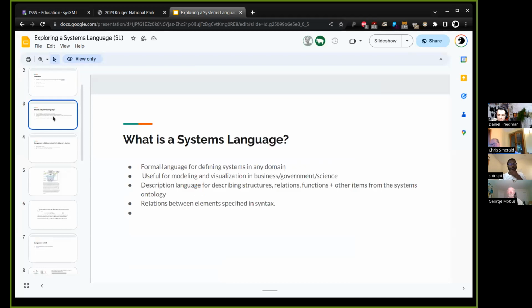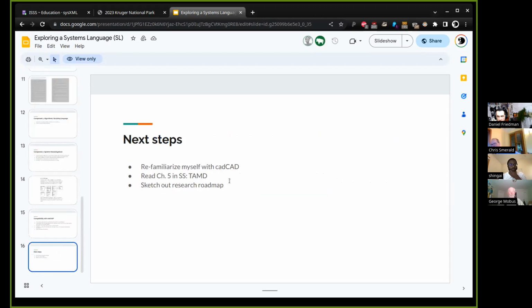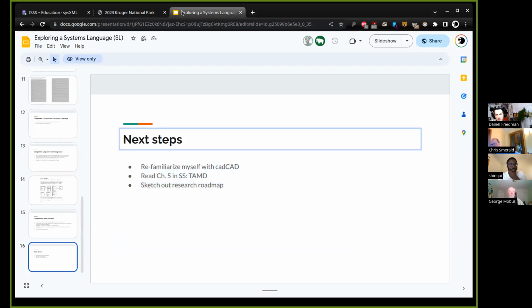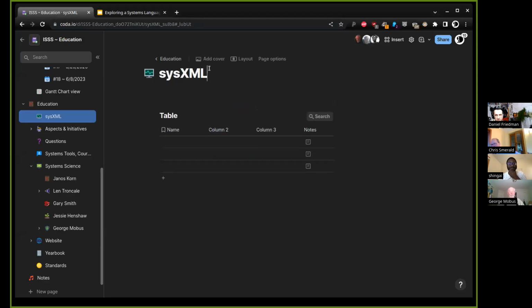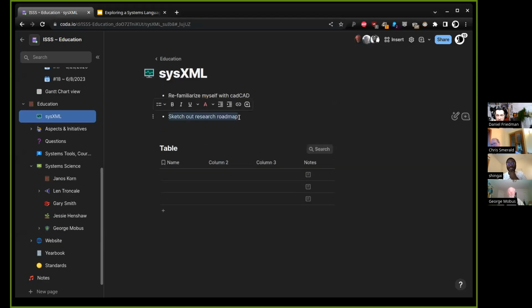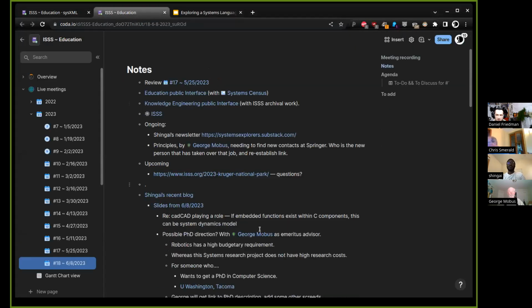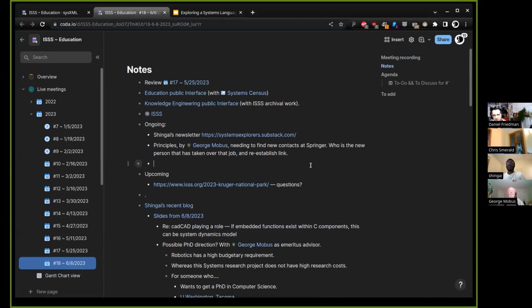Well, do any of your slides have any high level structuring of the different paths? No. All right. The next step is to sketch out the research roadmap. Yeah. Anyone can go to this page in the coda, and thank you, George, for that. But we'll wait to share it more until you've written what else you want to have.